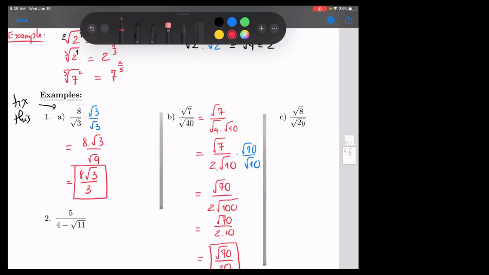So for the multiplication, as long as the index is the same, you can multiply the two under the radical. But for adding and subtracting, they're more picky. So with adding and subtracting, same index, same radical. And then you only add the coefficients.